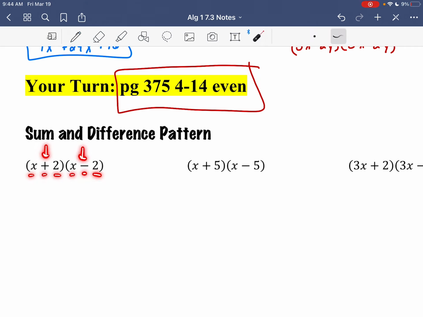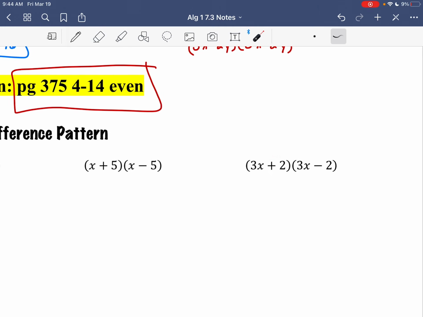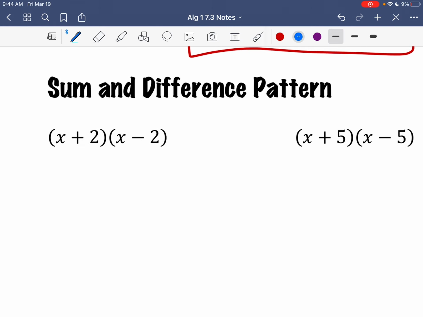So here we're adding 2, here we're subtracting 2. Here we're adding 5, here we're subtracting 5. Adding 2, subtracting 2. What pattern do we notice? So again, we're looking for a pattern. So I'm going to multiply these guys out and see if we have a pattern here.